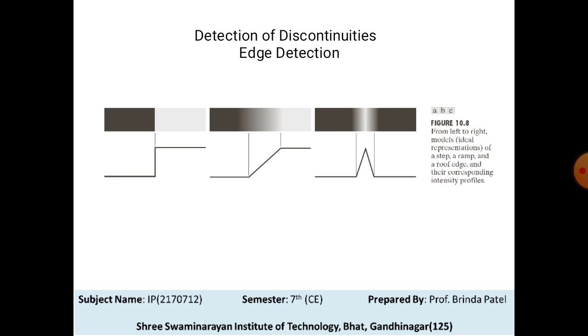Here in these figures, figure A shows a section of a vertical step edge and a horizontal intensity profile through the edge. Digital images have edges that are blurred and noisy, with the degree of blurring determined principally by limitations of the focusing mechanism, and the noise level determined principally by the electronic components of the imaging system. In such situations, edges are more closely modeled as having a ramp-like intensity profile, such as here.